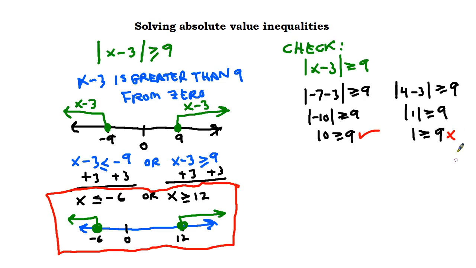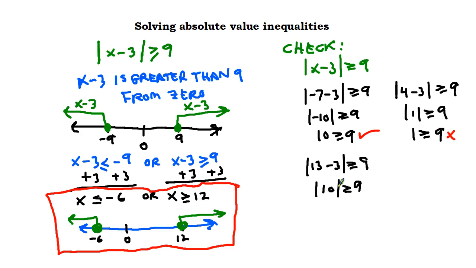And that's good news, because none of the numbers between -6 and 12 should be solutions unless my graph is wrong. But if my graph's right, none of these numbers should be solutions. Okay, now let's try a number bigger than 12. We're going to try 13. So what if I put in 13 in place of x? 13 minus 3 is greater than or equal to 9. That gets me the absolute value of 10 is greater than or equal to 9.